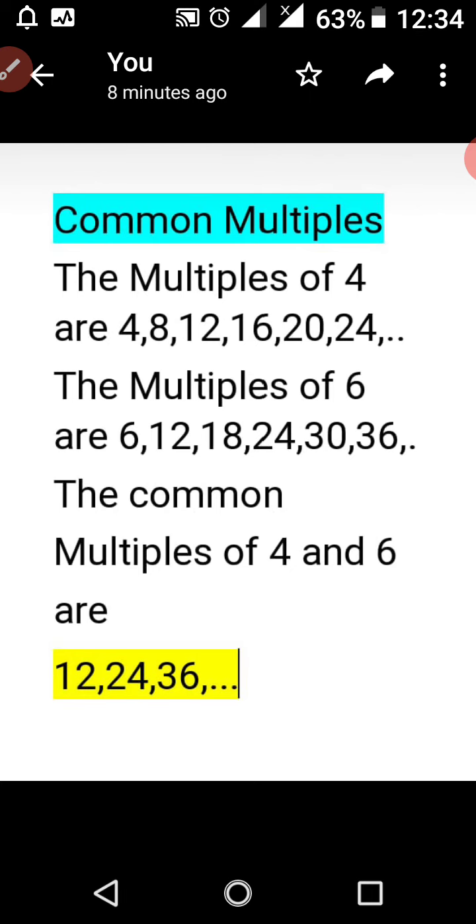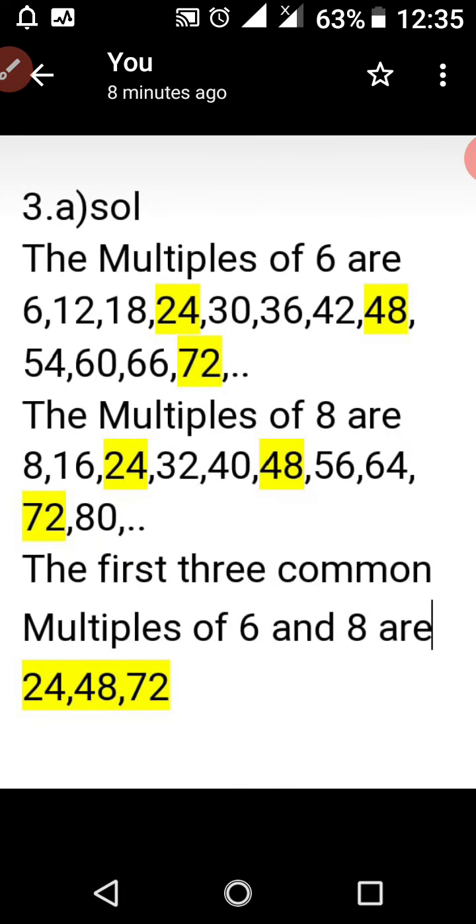Now let us see the homework. Page number 59, exercise 3.4, first question. Not the first question, the third question. Find the first 3 common multiples of 6 and 8. Let us see the answer. So 6 and 8. Now we are going to write multiples for 6 and 8.